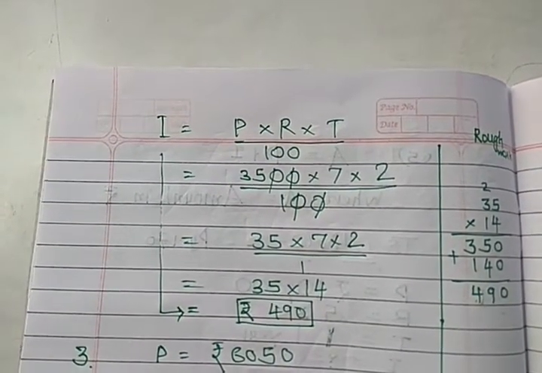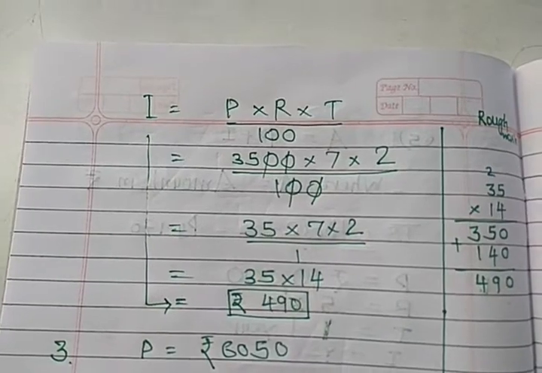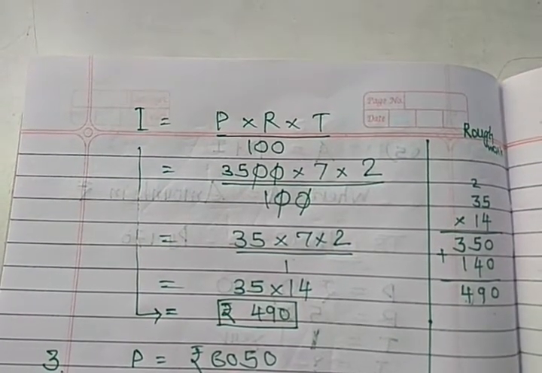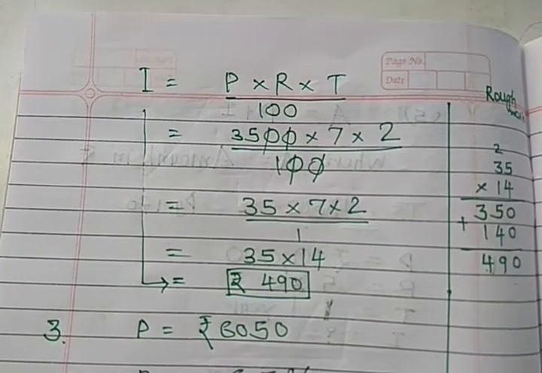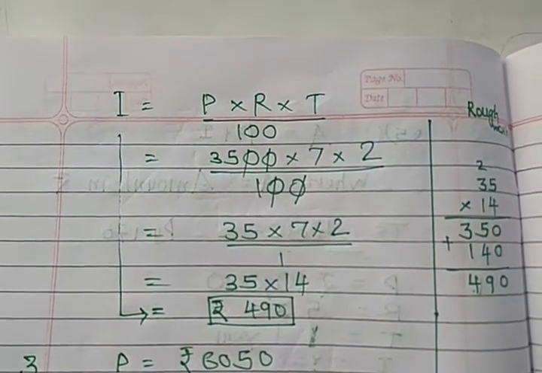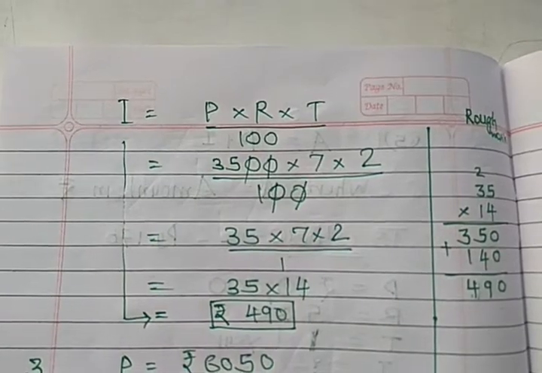Now P is equal to 3500 into 7 into 2 upon 100. The zeros are gone, then 35 into 7 into 2 upon 1, right? Then you multiply and you will get 490 rupees.